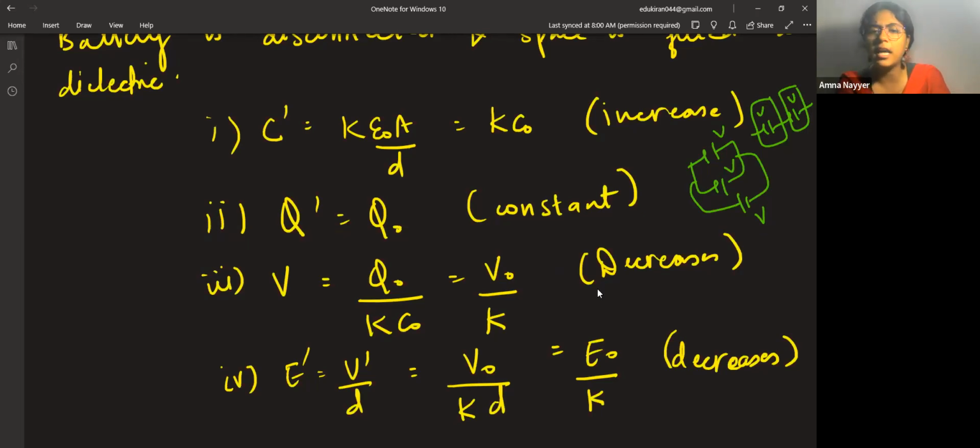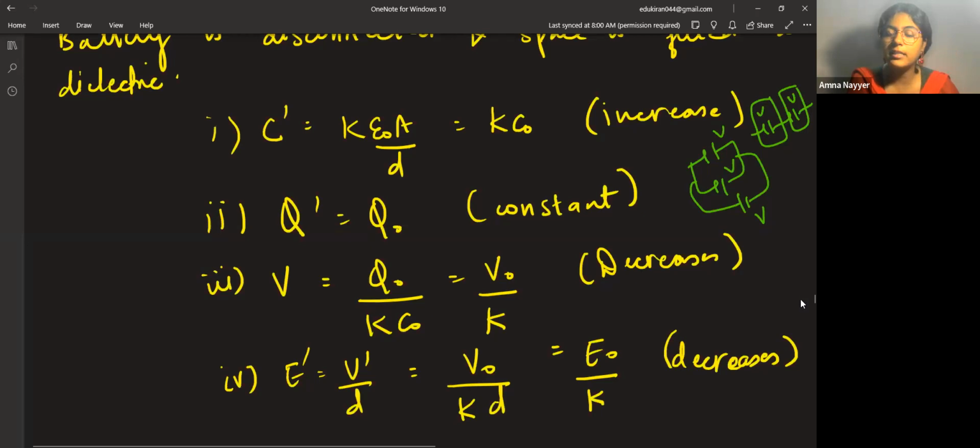No, your batch didn't have the test, no? So yes, potential will decrease K times. And since potential is getting decreased by K times, you will have electric field also getting decreased by K times. So not only remember the formula, remember these brackets also, that whether one quantity is increasing or one quantity is decreasing, like this, remember it.